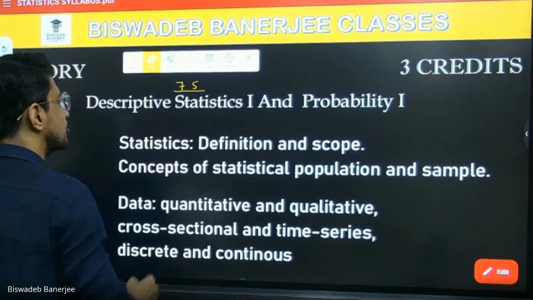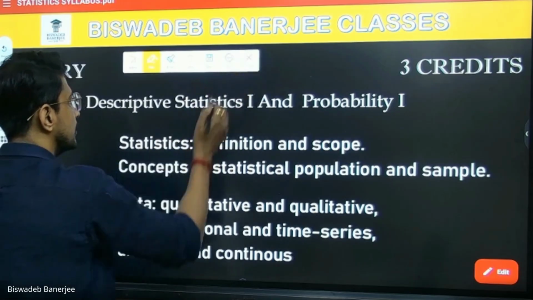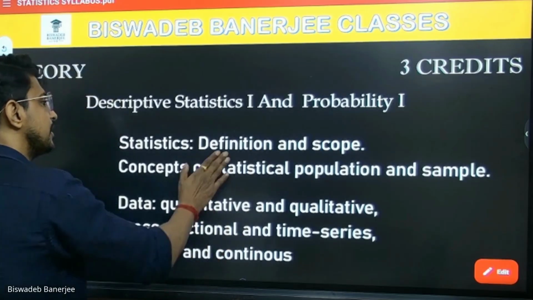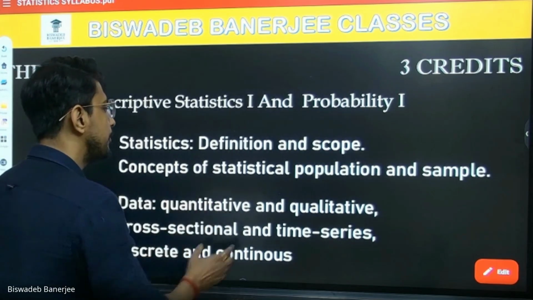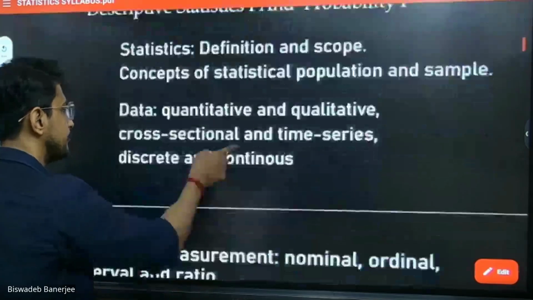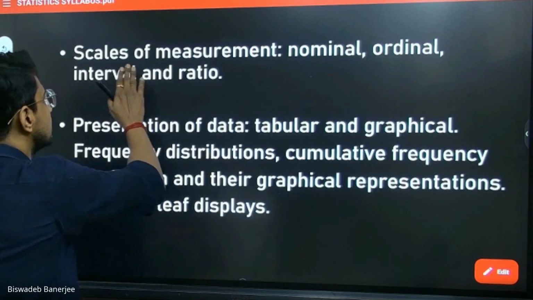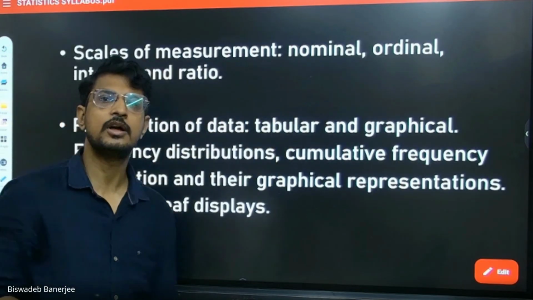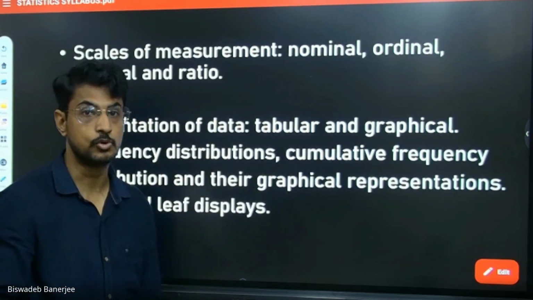And in descriptive statistics 1, the first part is statistics, its definition and scope, concept of statistical population and sample. Basically, this portion is totally theory. Then again, data: quantitative and qualitative data, cross-sectional and time series data, discrete and continuous data. And in the next page, we have scales of measurement: nominal, ordinal, interval, and ratio scale. All these are theory portions, and these are easily available in any standard book.